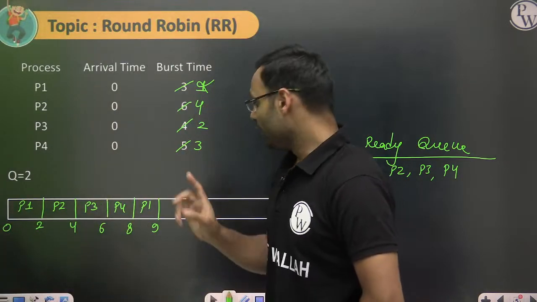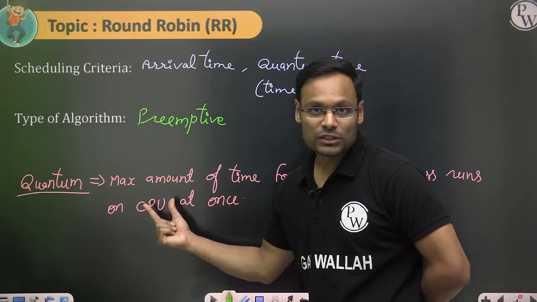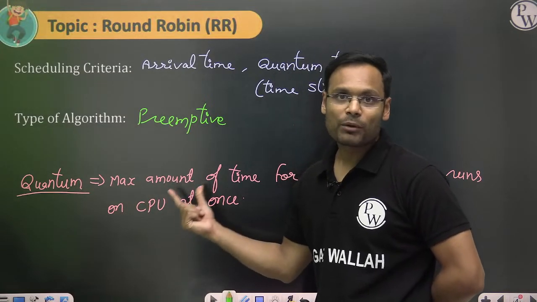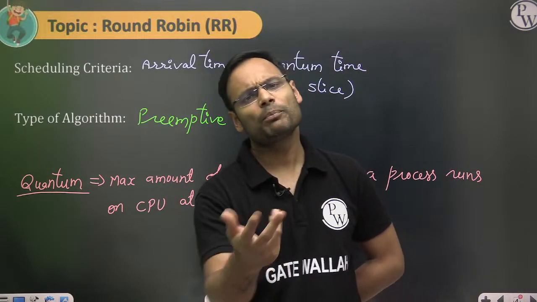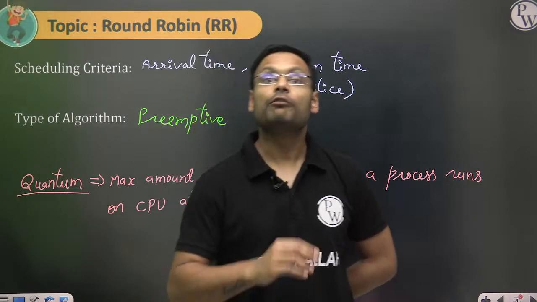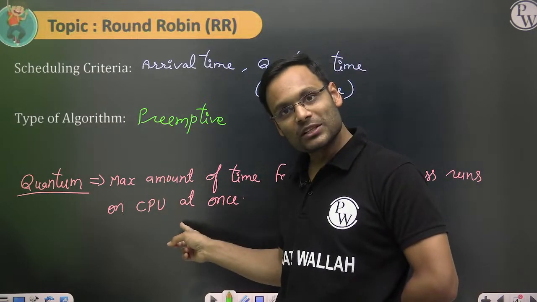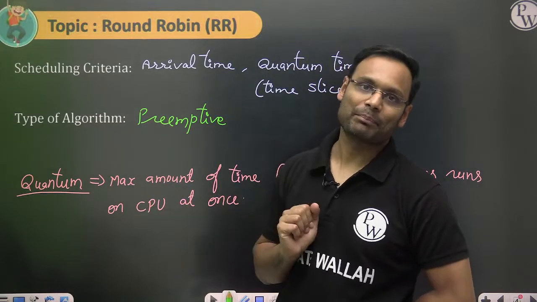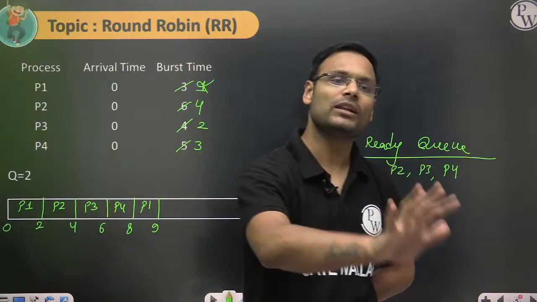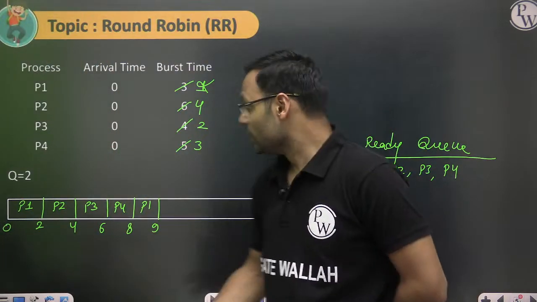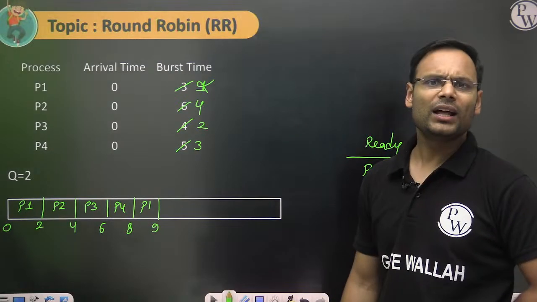Same thing here. If the quantum is 2, that means if a process is given to run on the CPU, that process will run for a maximum of that time. If the process needs less time, the process will leave the CPU. If the process needs more time, then we will ask the process to leave the CPU forcefully. Preemption happens. So a process cannot run more than the quantum, but can run less than the quantum if it wants to. Here the process wants to run only 1 time unit, running and leaving the CPU, done.